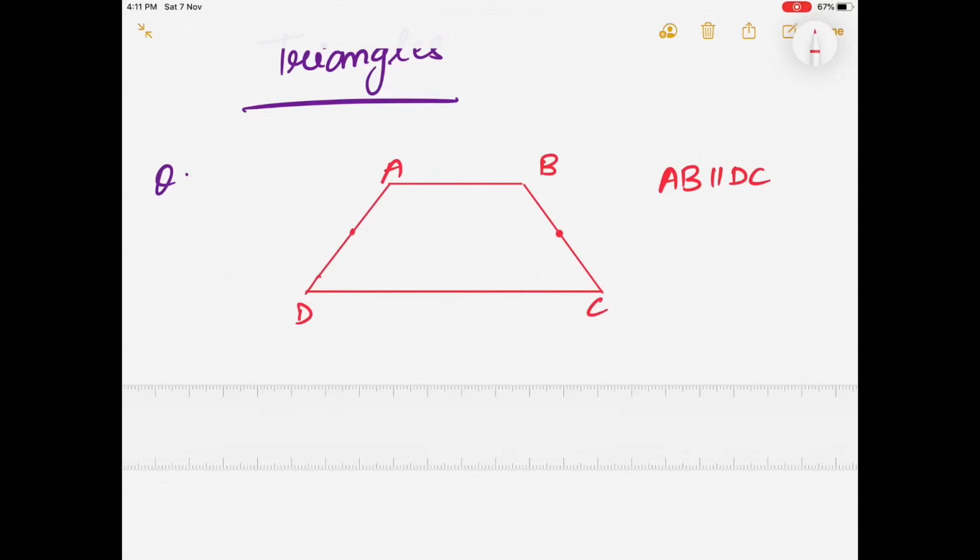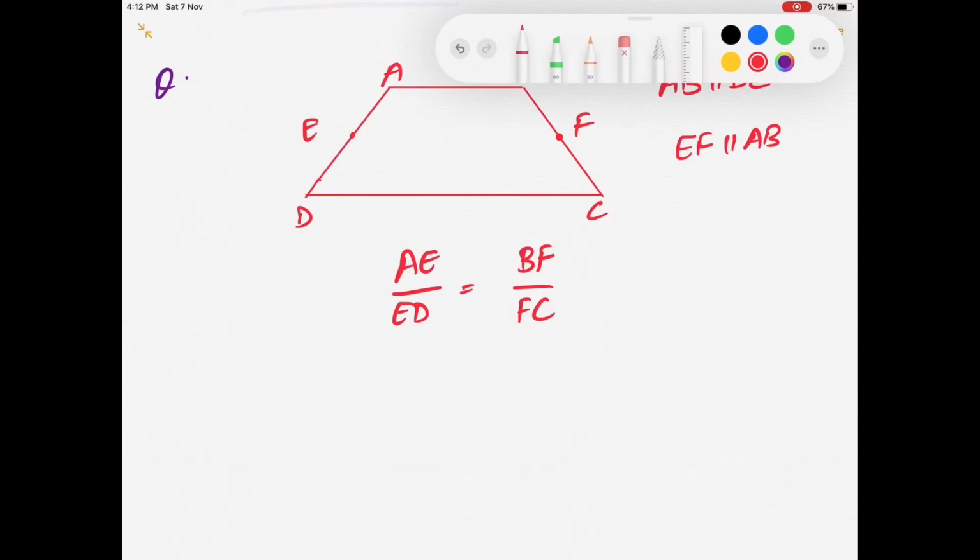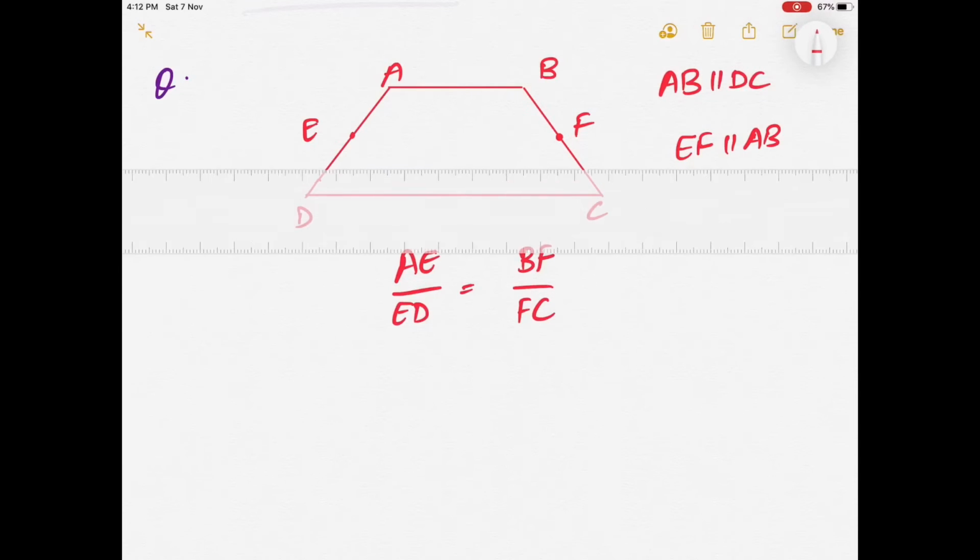E and F are the 2 points given on sides AD and BC. So these are the points E and F, such that EF is parallel to AB. It is given in the question. Show that AE by ED is equal to BF by FC. We have to prove this in this question.